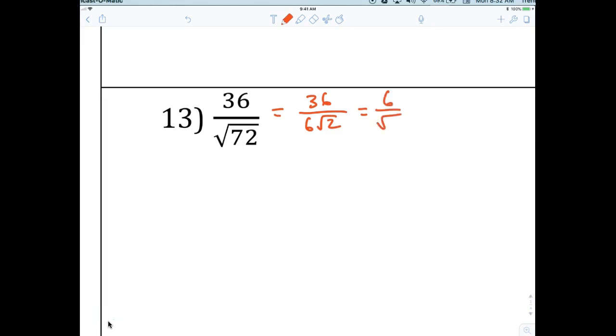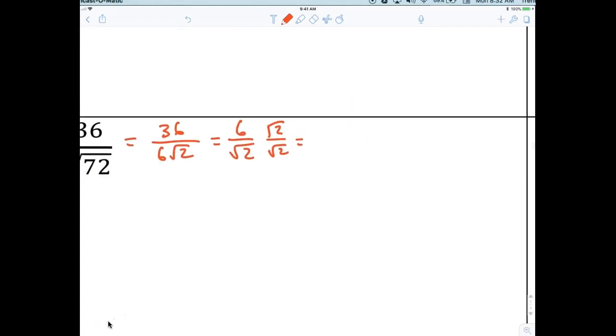6 over radical 2. And then multiply the top and bottom by what? Radical 2. So I have 6 radical 2 over 2. Is that correct? And then I just reduce, right? So that is the same as what? 3 radical 2. Everybody good with that? Anybody have any questions?